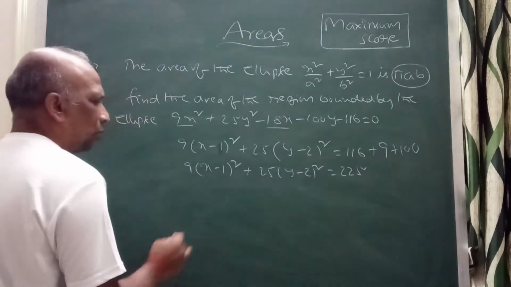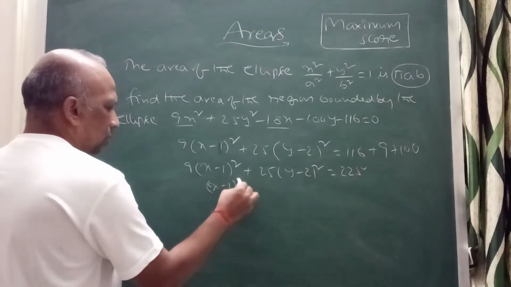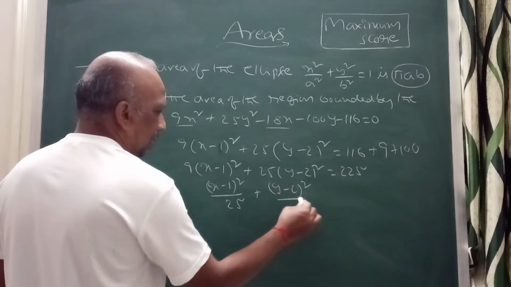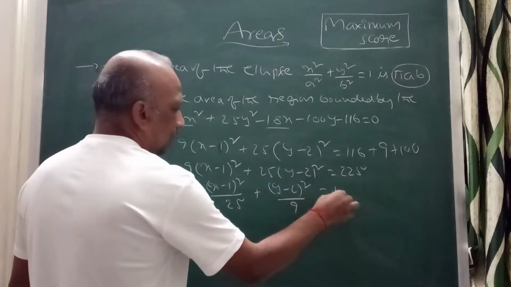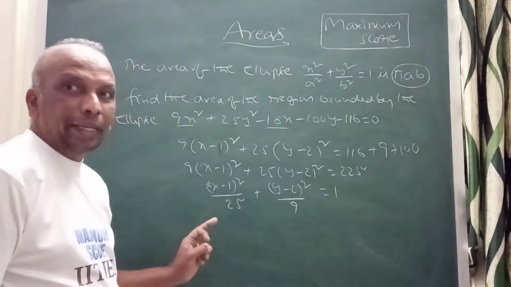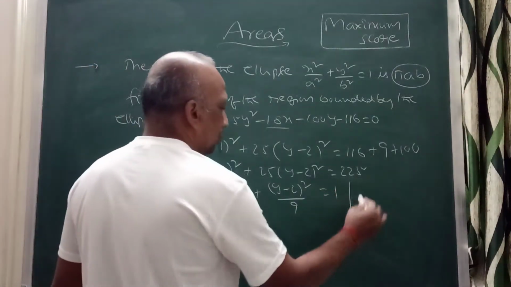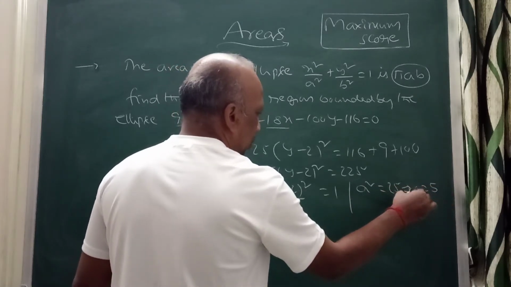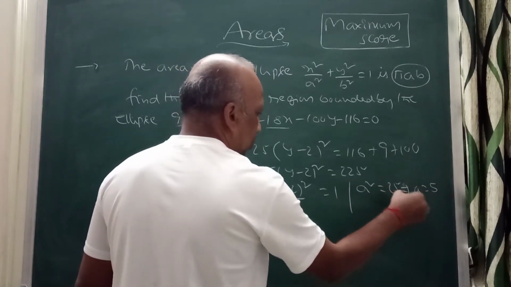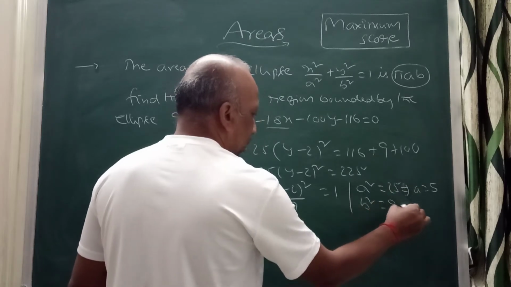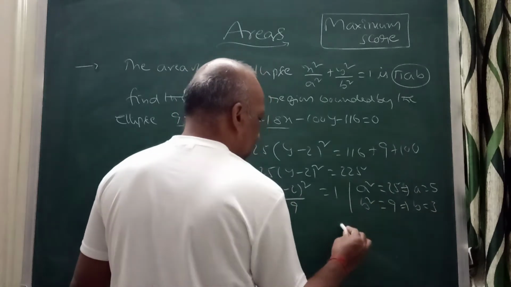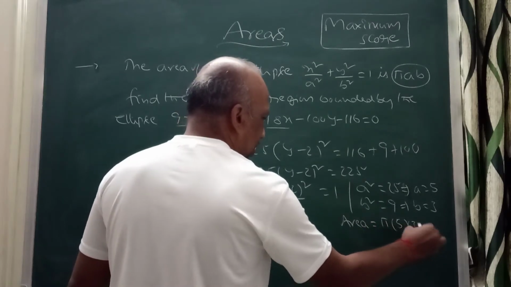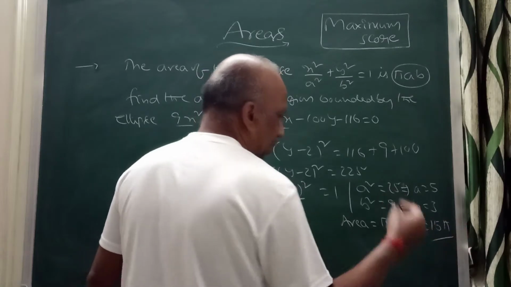If I divide by 225, x minus 1 whole square by 25 plus y minus 2 whole square by 9 equal to 1, right? Now from this we know that a square is equal to 25, so a is equal to 5. b square is equal to 9, b is equal to 3. So the area of the ellipse is pi into 5 into 3, so 15 pi square units.